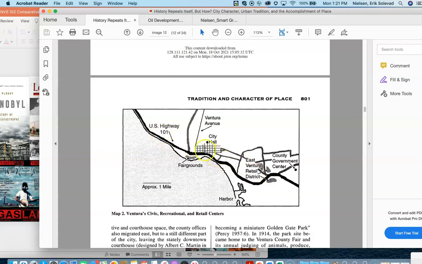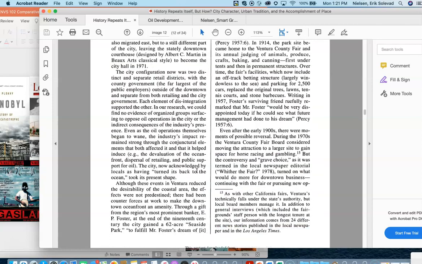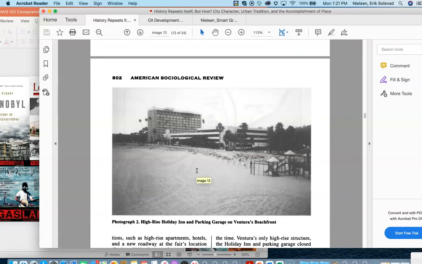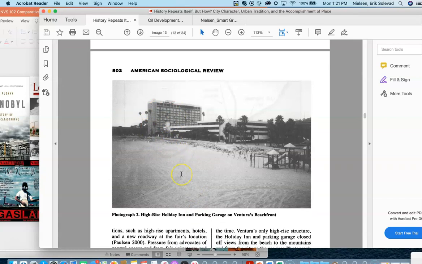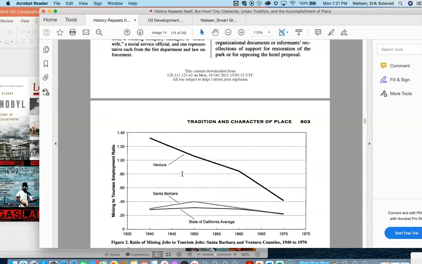So anyway, I think I mentioned this when the 101 was built through Ventura. It ended up cutting the city hall off from the beaches, and you didn't see that in Santa Barbara. In Santa Barbara, you had a much different approach to land use. You had a big parking garage and a Holiday Inn right on the beachfront in Ventura.